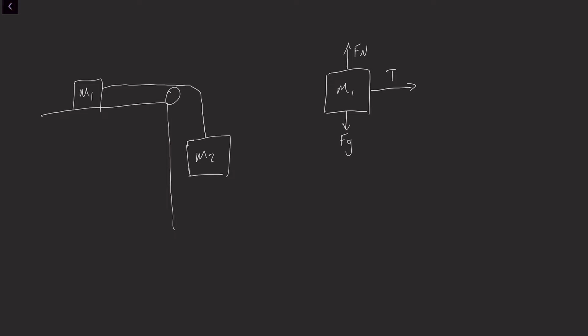Maybe it's not being pulled to the right. Maybe it's just sitting still. It's not moving anywhere. But in either case, there's some tension in that rope connecting M2 and M1.